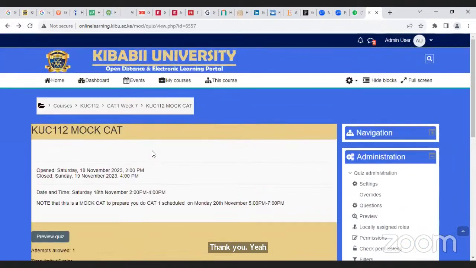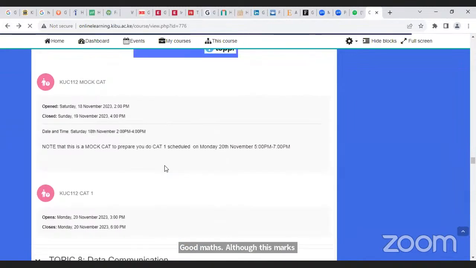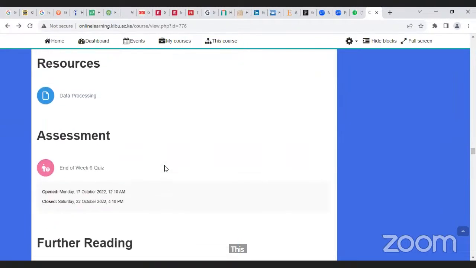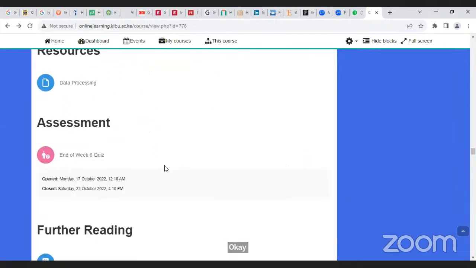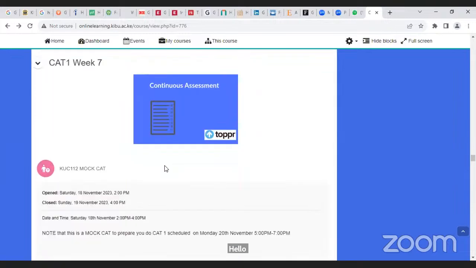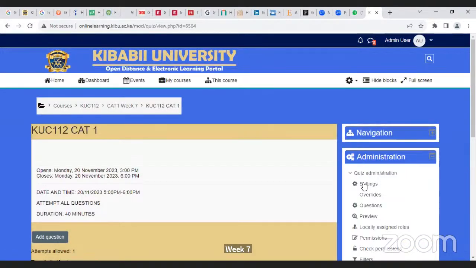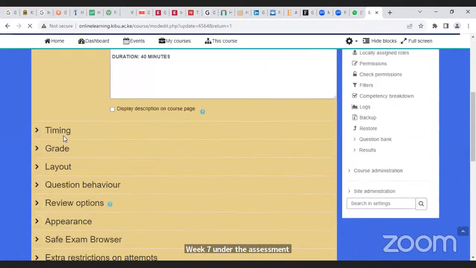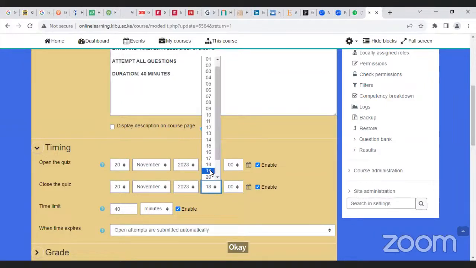Then on the same section, topic week 7 under the assessment, we have cut 1. The cut should start from saa 11 mpaka saa 1. Let me just adjust it. Inafaa ianze saa 11 mpaka saa 1, right?